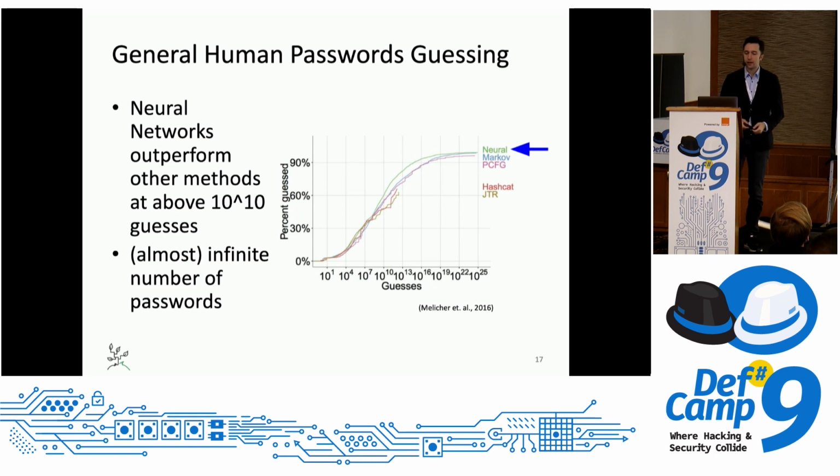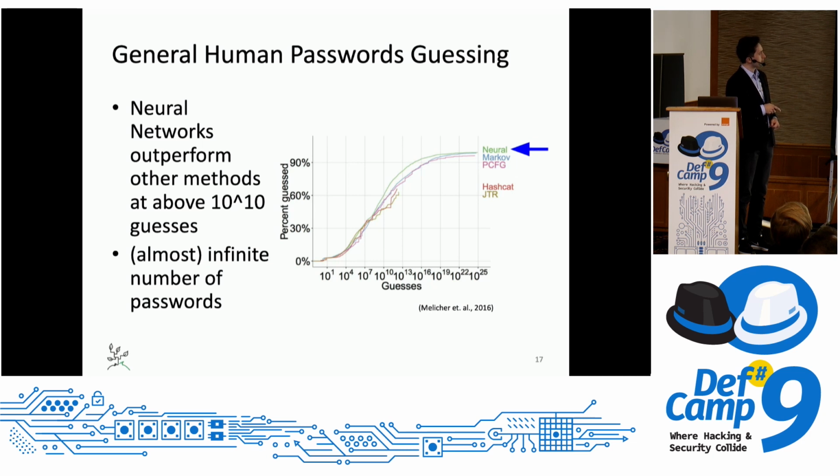So this was analyzed by William Melicher and some folks in 2016. He compared several methods: Hashcat and John the Ripper with state-of-the-art rule sets, probabilistic context-free grammars, Markov models, and neural networks. What he did is basically what you can see here. Here is the number of guesses, and here is the percent guessed. I think he used some kind of reference data set. At any given point, the higher the line, the better, the more passwords were guessed.